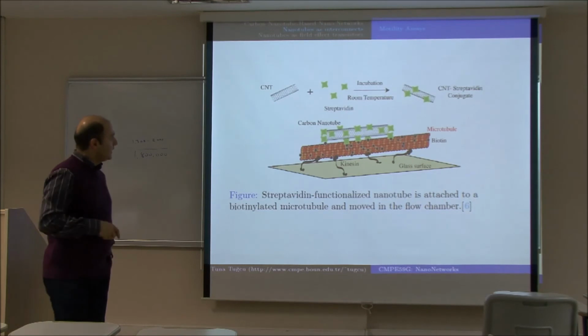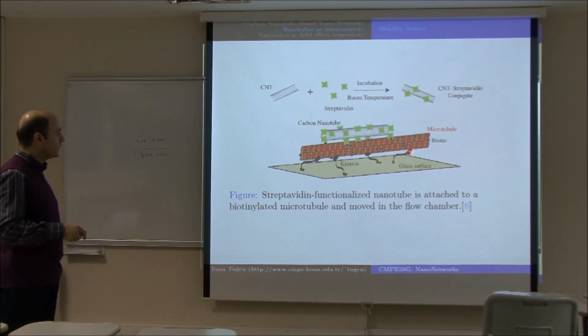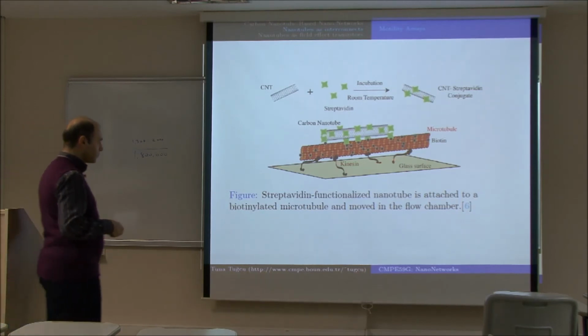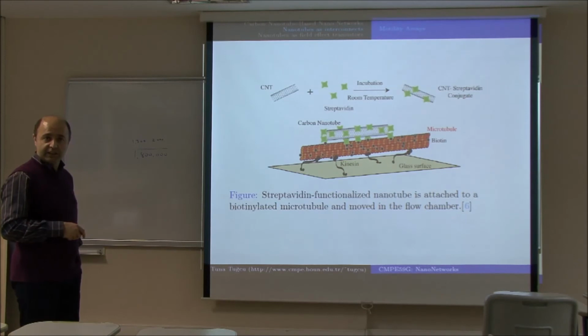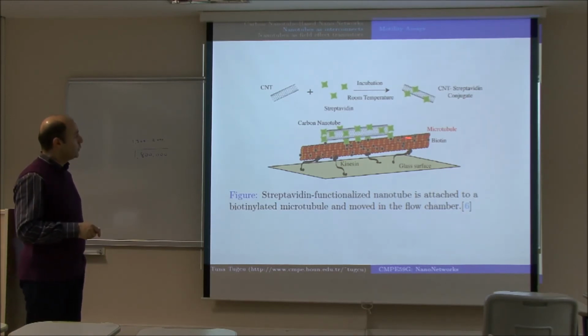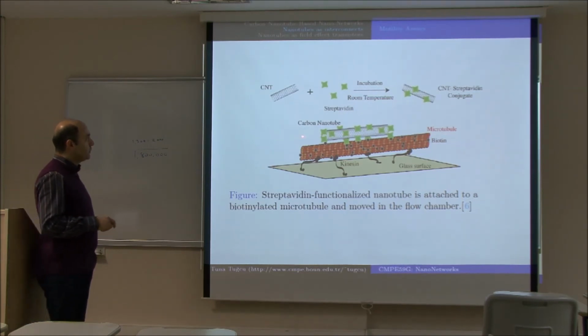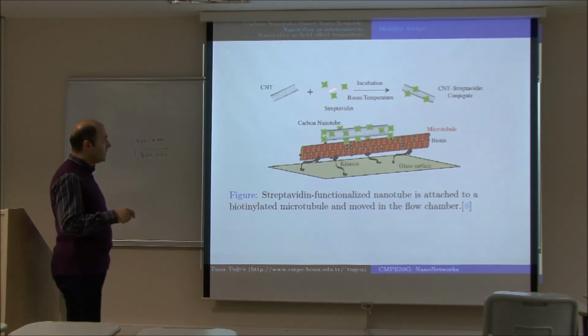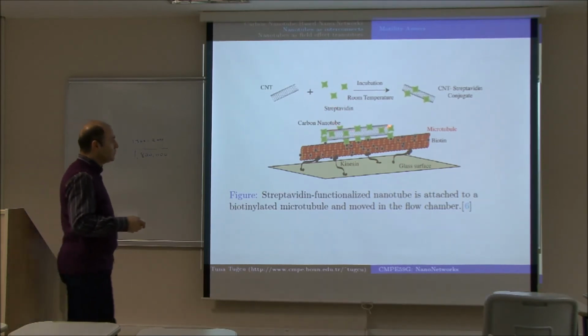So this is actually explaining what we discussed before. On a glass surface, you have the molecular motors like the kinesin attached here, fixed there, and on top of it you put the microtubule, which is covered with biotin, and on top of it you put the nanotube, which is covered with streptavidin. Not the whole thing is covered, of course, but these are the attachment points.